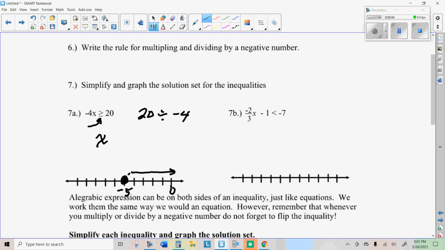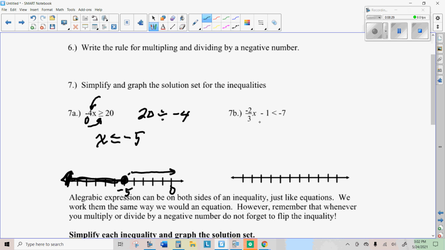So a number like 0, if I put 0 in there, I actually get -4 times 0 is 0. 0 is greater than 20 does not make sense. So what makes sense is numbers less than or equal to -5. So the actual answer looks like this.